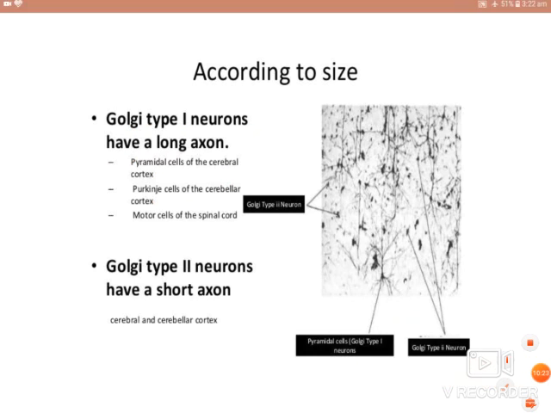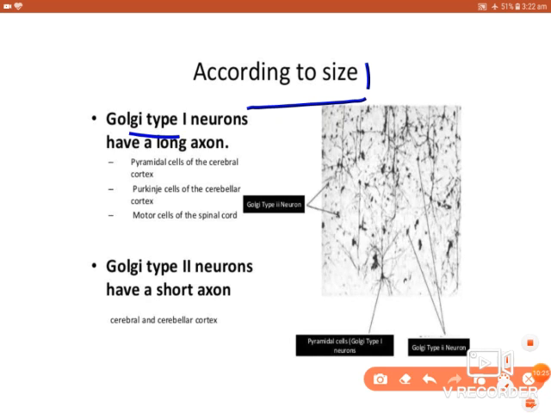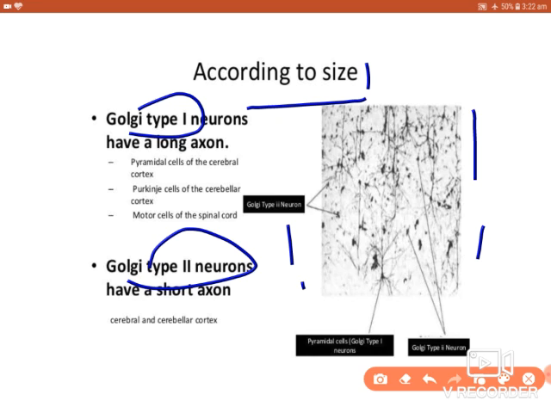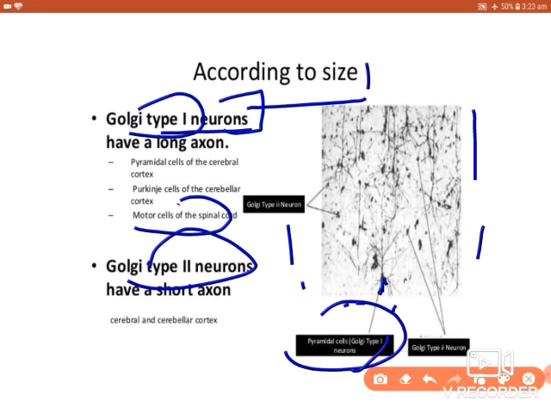Then classification according to size. There are Golgi type 1 and type 2 neurons. This is a section of the cerebral cortex. There you can see some large cells. These are the pyramidal cells. These come under the Golgi type 1 neurons, which have long axons and connect remote regions. Examples of Golgi type 1 neurons are motor neurons.